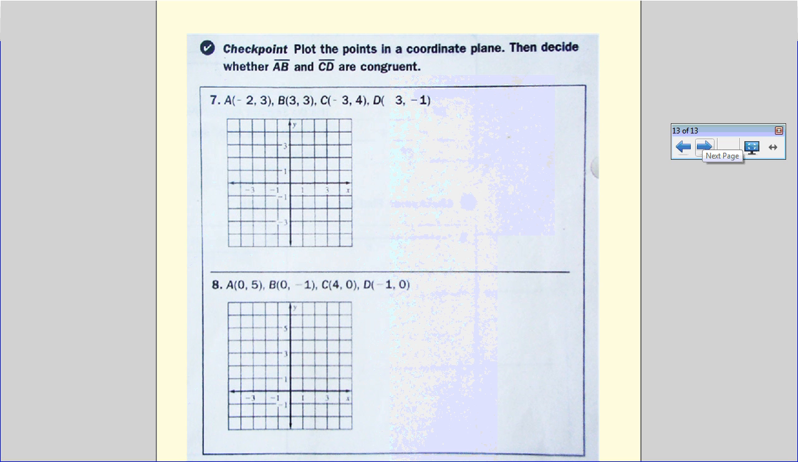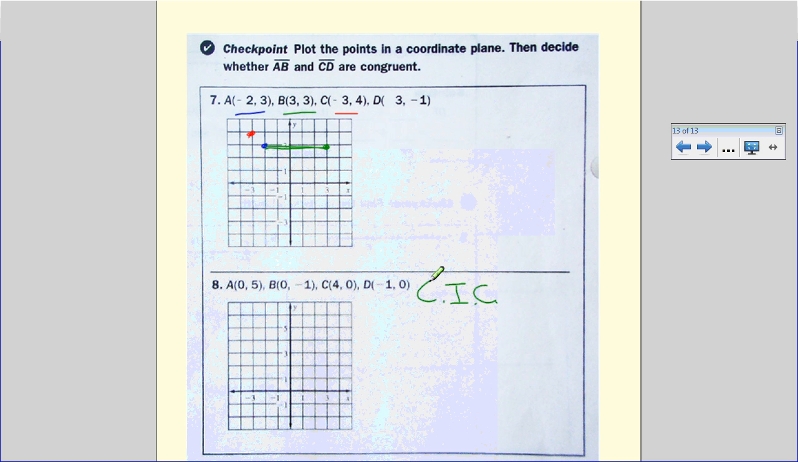All right, so it's our last checkpoint. We're checking a couple of things here. Can we plot points, draw in segments, horizontal or vertical, and then decide whether AB and CD are congruent? I'm going to do number 7. Number 8 is going to be a check in class, but we'll do number 8 together. A is negative 2, 3, so negative 2, positive 3. B is 3, 3, so 1, 2, 3, 1, 2, 3. And we were told to check the length of AB. C is negative 3 and positive 4, 1, 2, 3, 4.